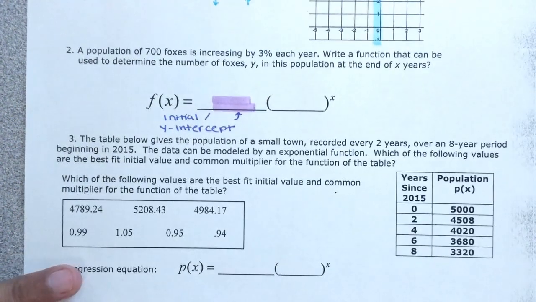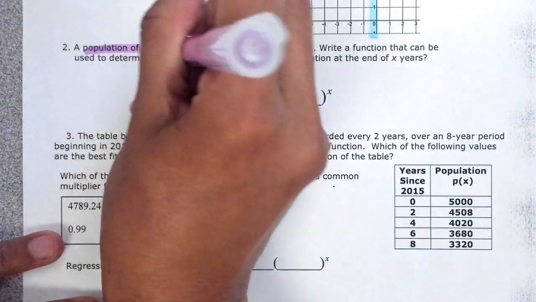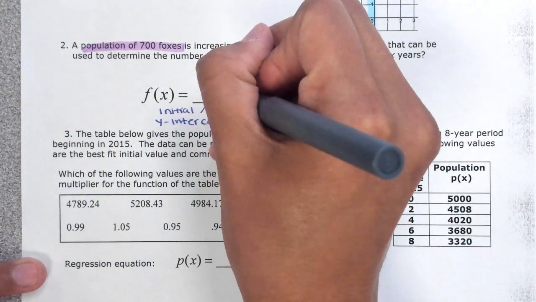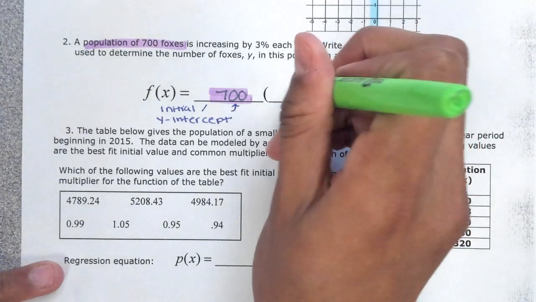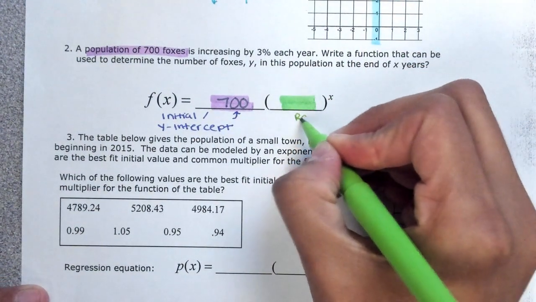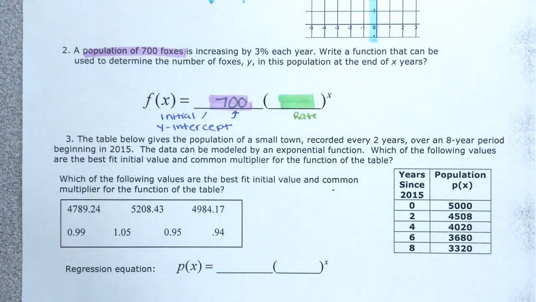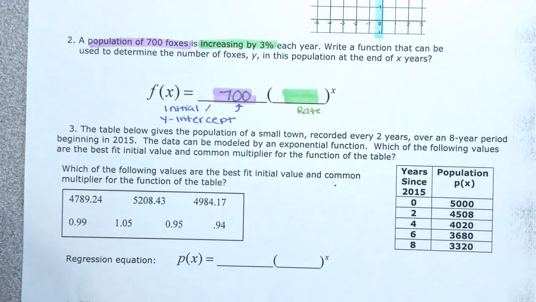So in my scenario, I start with a population of 700 foxes. So 700 is my initial. That goes here. Okay. Then in the next blank, this is my rate. So what it's going up or down by. So we're going to label that as well. This is my rate. Okay, my rate, which can be found here. It says that it's increasing by 3% each year.